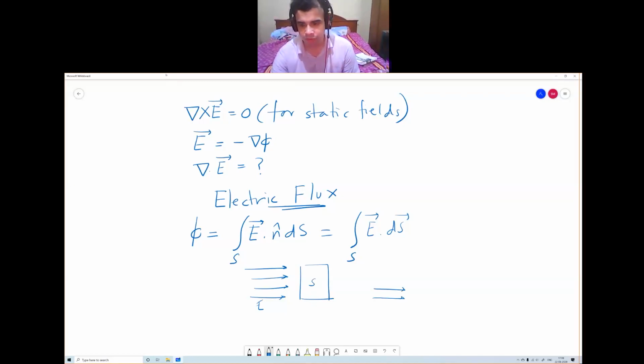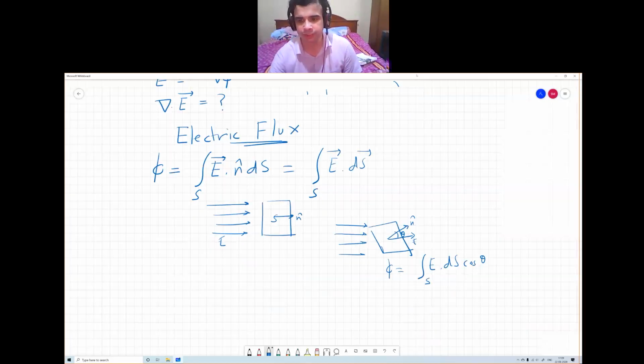However, if the electric field is like this, this is the direction of E, and this is the direction of n, then theta is the angle between them. Right? Phi equals the integral of E ds cos theta over the surface.